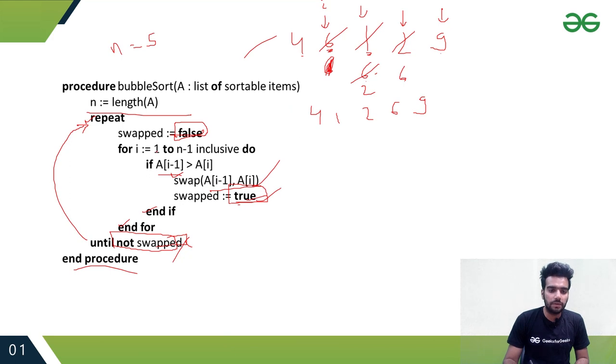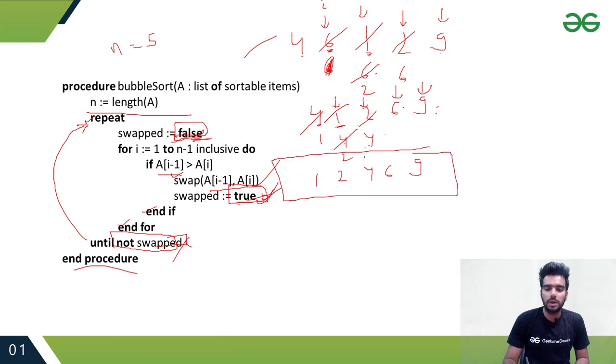Now again it will start with for i equal to 1 from this position. It will check if a of i minus 1 is greater than a of i. Yes, then it will swap these two values. Then it will increase the value of i. Now a of i minus 1 is greater than this value, yes, so it will again swap these two values, and swapped equal to true is also updated, because we had initialized swapped equal to false. Now it will again increase i. It is not greater than, so it will remain as it is. So after the second iteration, we got 1, 2, 4, 6, 9.